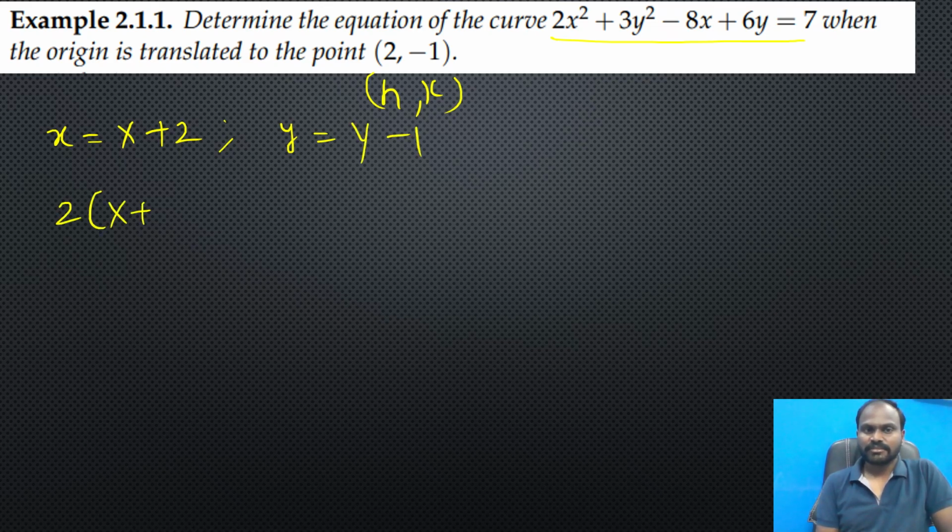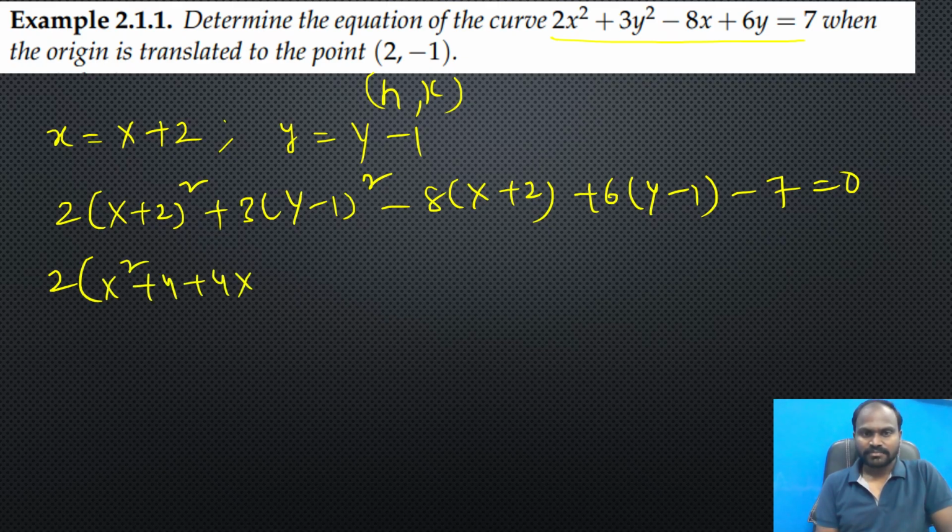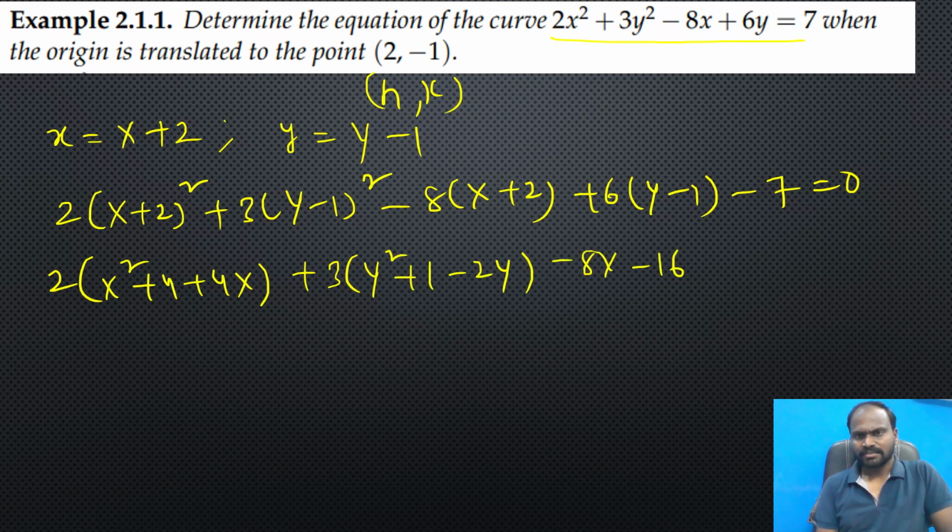So 2 into capital X plus 2 whole square plus 3 into capital Y minus 1 whole square minus 8 into capital X plus 2 plus 6 into capital Y minus 1 minus 7 equals 0. Just expand it. So x square plus 4 plus 4x, y square plus 1 minus 2y, minus 8x minus 16 plus 6y minus 6 minus 7 equals 0.